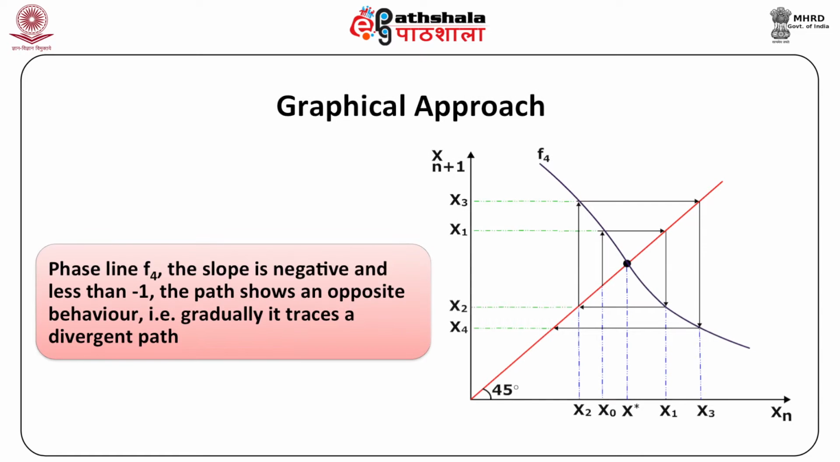For the last case, phase line F4, the slope is negative and less than -1. The path shows the opposite behavior, that is, gradually it traces a divergent path. So in all, it can be inferred that the algebraic sign of the slope of the phase line determines if there will be oscillations, and in that case, the absolute value of its slope determines convergence or divergence.